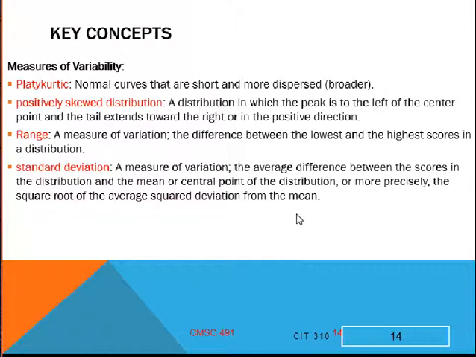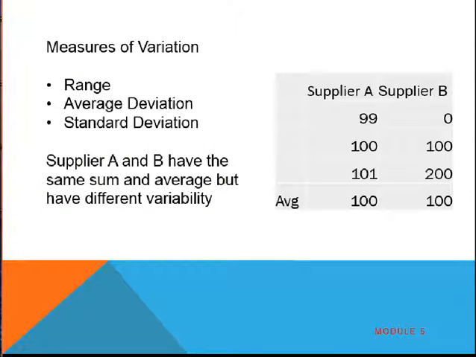And range is a measure of variation where we only use the lowest and the highest scores and calculate the difference between them. So it doesn't use all the values in the data set, but it does give us a quick calculation for the variability we experience in the data set. And here we see the range and how it would be calculated for a particular application.